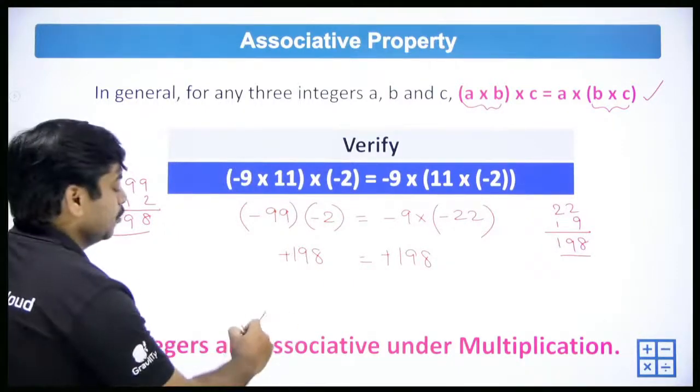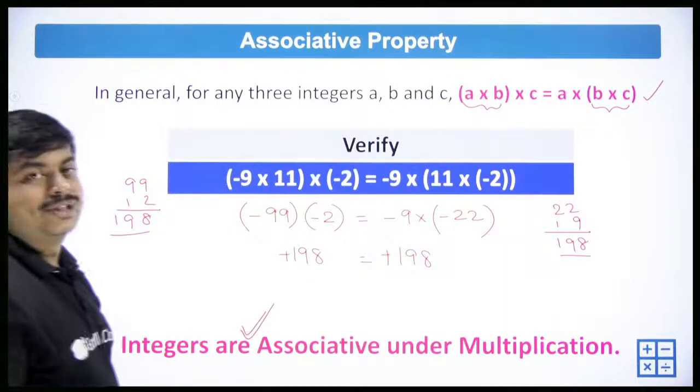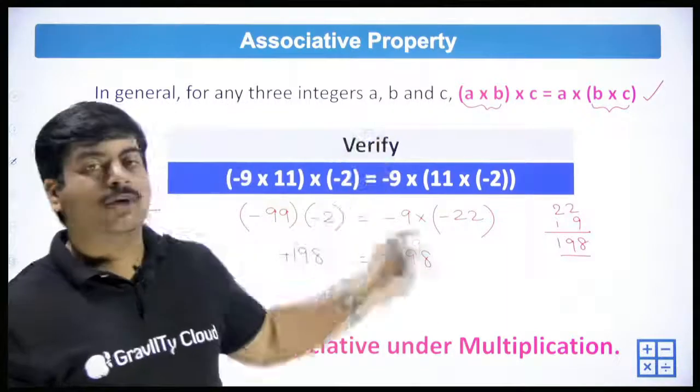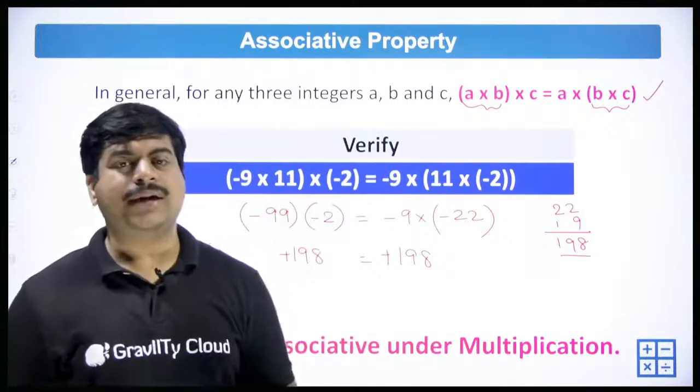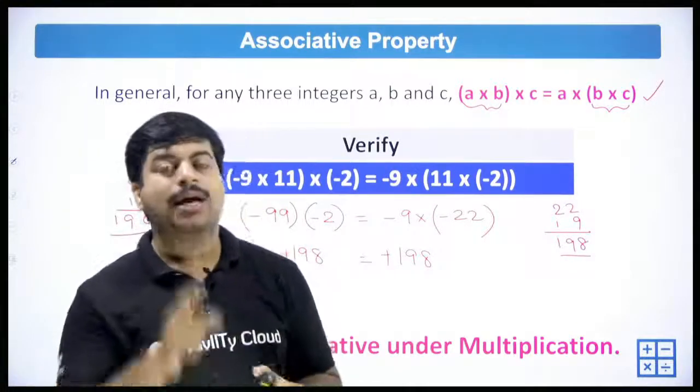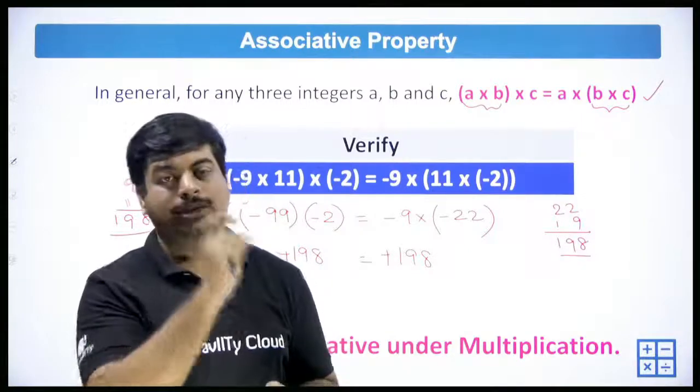So that means associative properties are valid for integers. Integers are obeying the property of associative, right. So addition, yes. Subtraction, no. Multiplication, yes. Now let us discuss division.